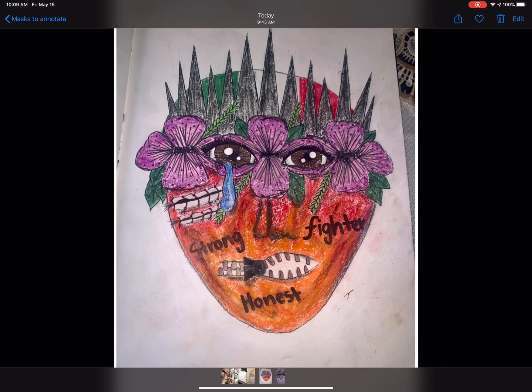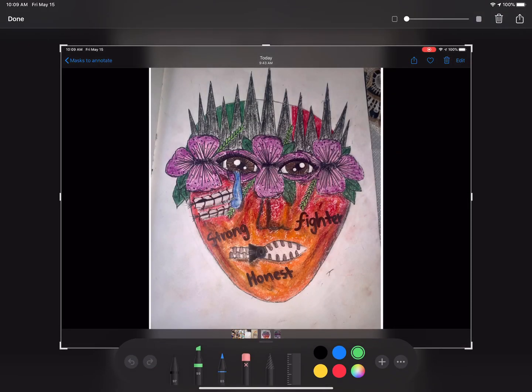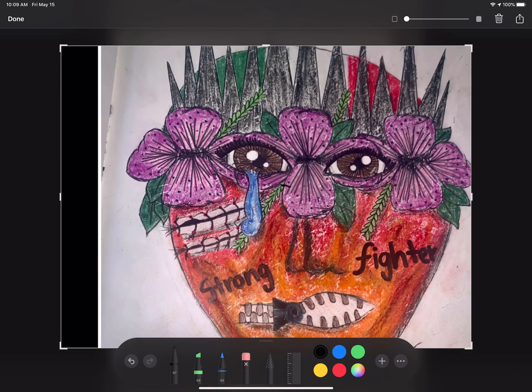Okay, we have a new mask design. So some mask designs are kind of coming in. And there are just great things coming in that I'm finding in my Google Drive. So thanks for turning those in. I believe this is Geraldine.